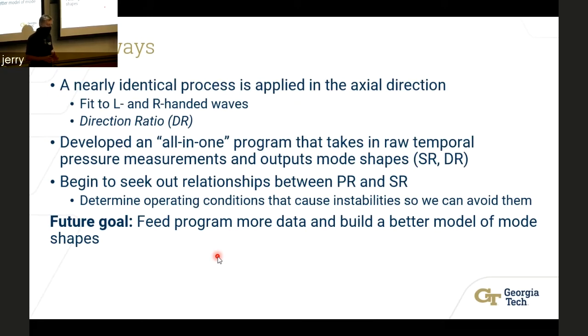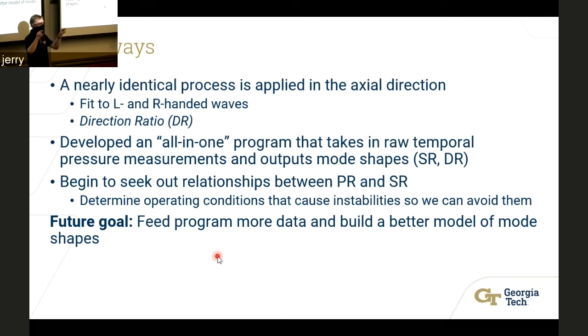The purpose, now that we have this program, is to run as many experiments as possible, feed the data into this program, and back out the acoustic modes. This builds a better understanding of how these modes form and how they develop over time. Then hopefully we can start to determine operating conditions that will not result in these instabilities.